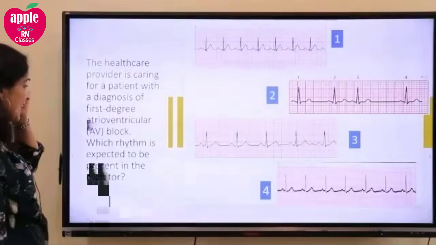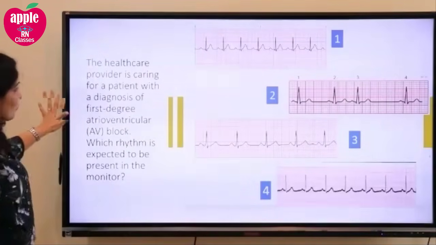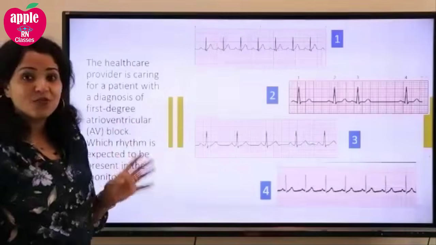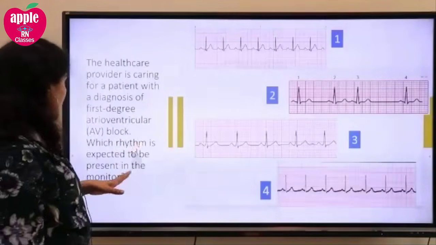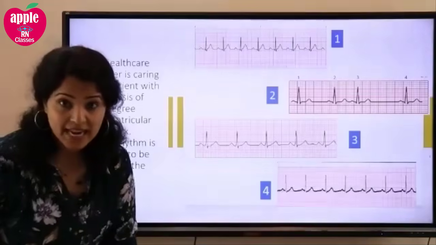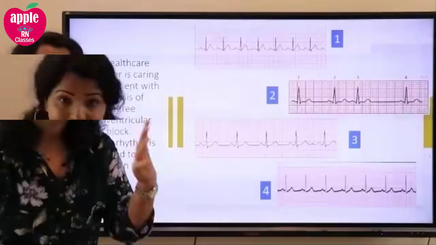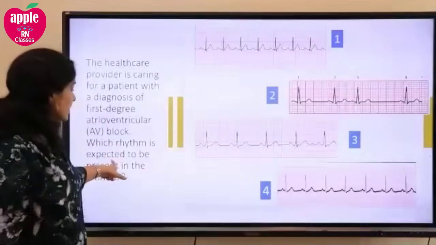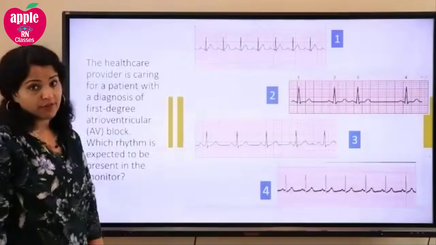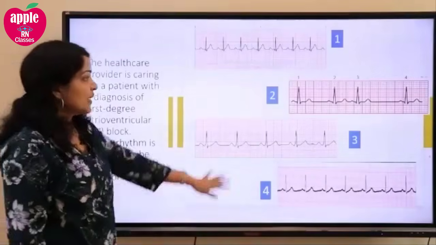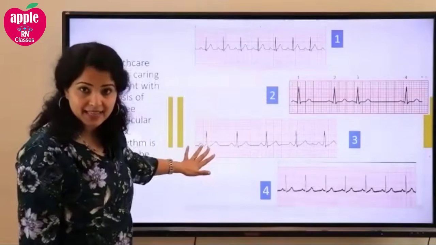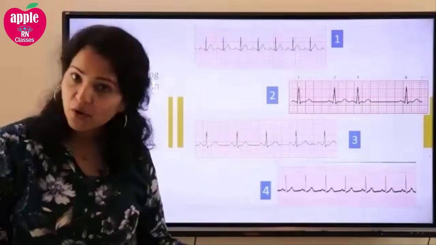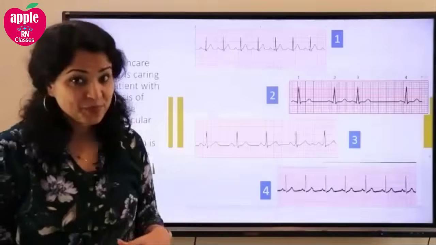Okay, I hope you can see that. A healthcare provider is caring for a patient with a diagnosis of first degree heart block. Well, you're already given the diagnosis here. They are already saying this is a first degree heart block, right? And which rhythm is expected to be found on the monitor? Which means out of these four things here, which one is the first degree heart block? That's what the question is asking, right?